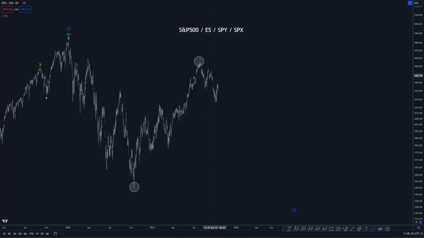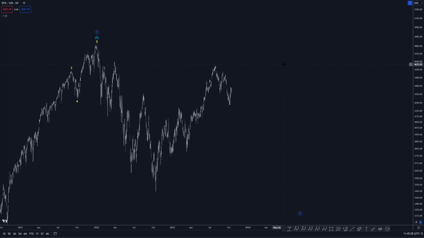And right now it's more about understanding if this pivot right here is our B pivot, or if this is just a pullback for a wave 4. So let's go ahead and jump into it.